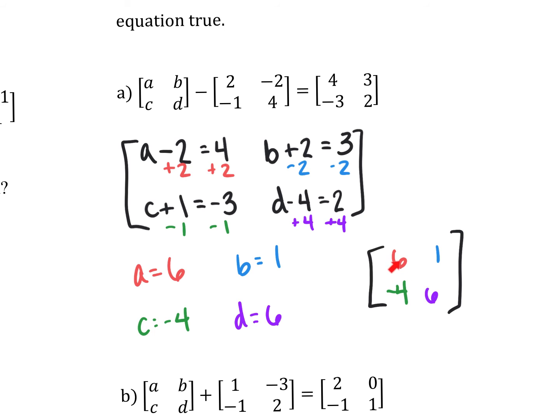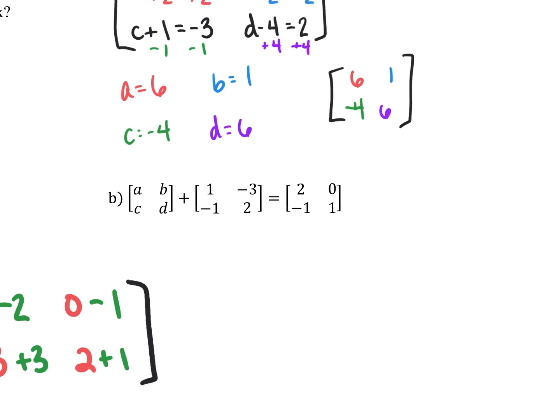So if I do this, what is 6 minus, the first one is 6 minus 2, that equals 4. 1 minus a minus 2 is a positive 3. Negative 4 minus a negative 1, so that's negative 4 plus 1, negative 3. And then 6 minus 4 is equal to a positive 2. Y'all try the next one, please. Try B.